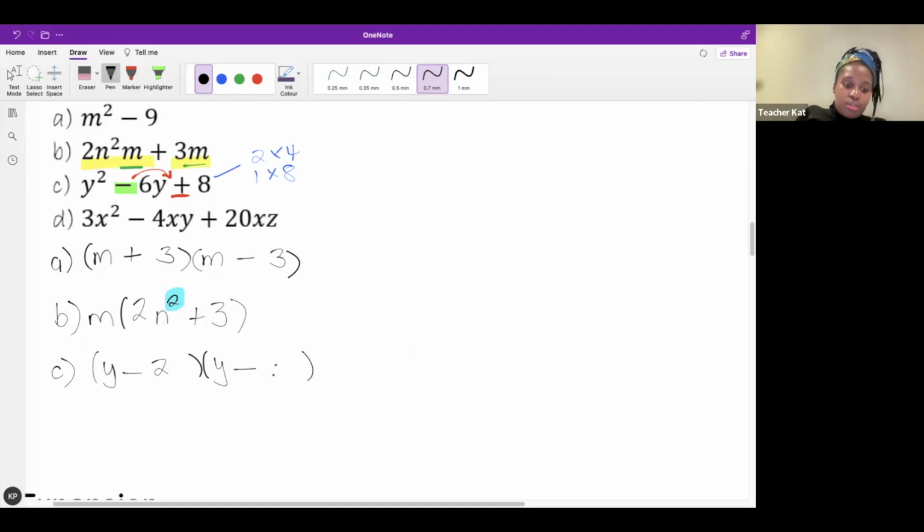2 and 4. And of course, we like to check. So I'm going to check negative 2 minus 4. How much is negative 2 minus 4? Negative 6. Is that what we are looking for? Yes, indeed it is. And let's look at the last one.